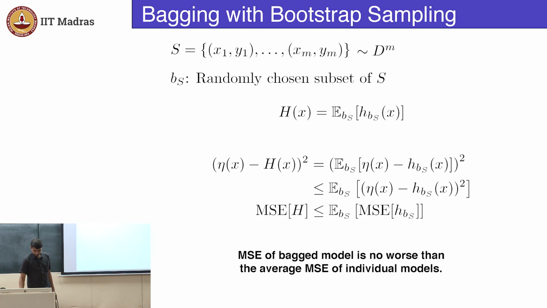Let's skip this part. Let's skip this part also. So ignore all that. This part is simply saying that the mean squared error of the bagged model is no worse than the average mean squared error of the individual models. So this is what it means when I said that the bagged model will not fail, right? That's true. But when will it succeed?